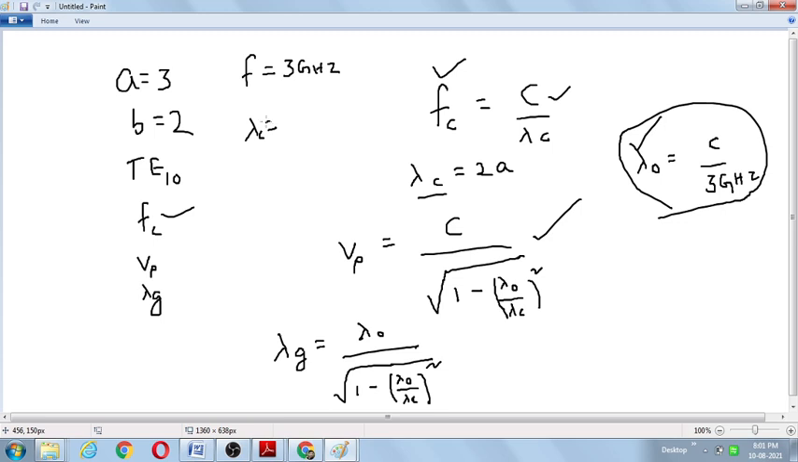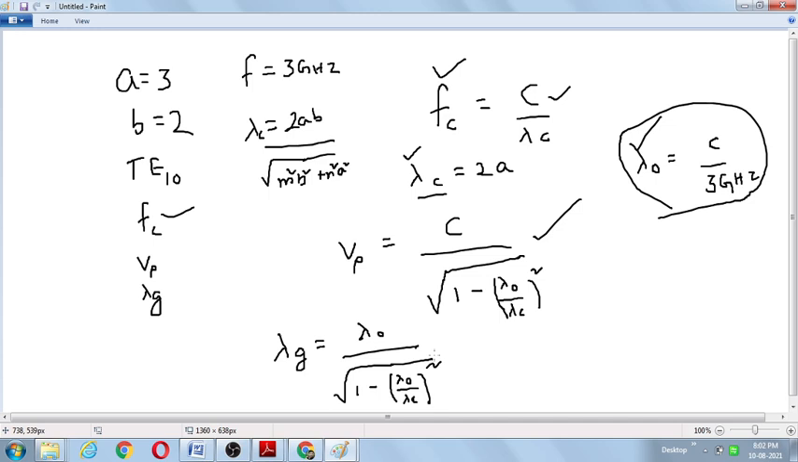Lambda c is equal to 2ab by square root of m square b square plus n square a square. So obviously it is easy to calculate lambda c. Put m is equal to 1 and n is equal to 0 because it is operated in dominant mode. So in such a way, it is easy to calculate lambda z, phase velocity, lambda naught, and cutoff frequency, all these parameters of a rectangular waveguide.